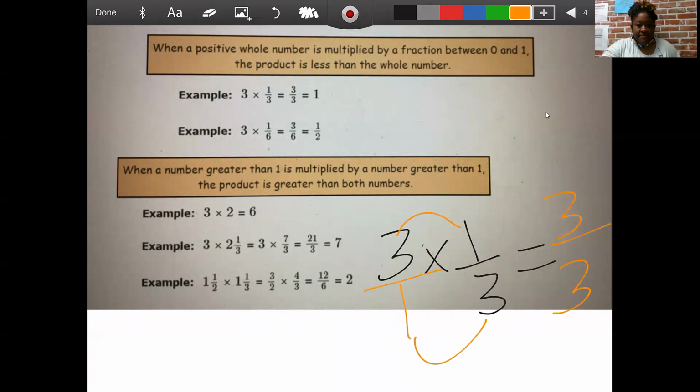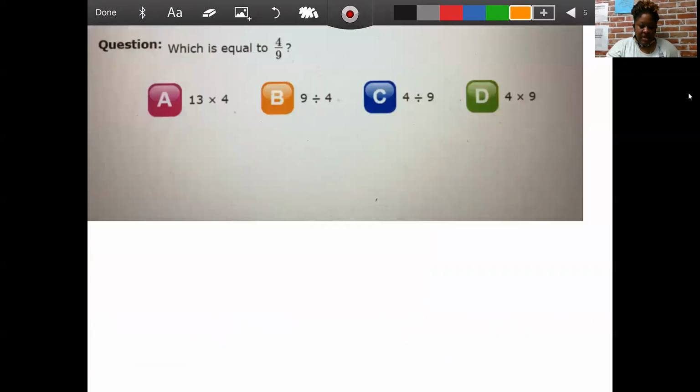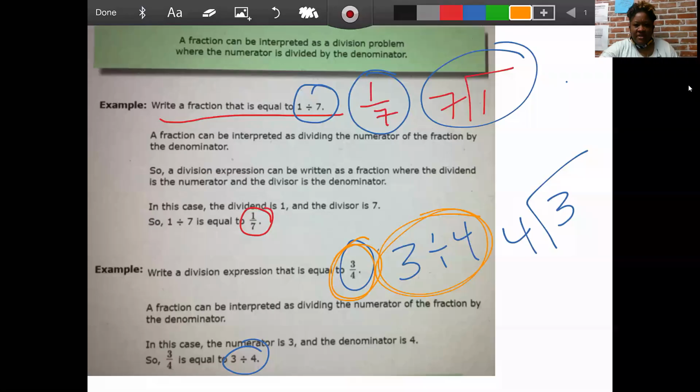Thank you. All right. Okay, next, this is your turn to get involved. Which is equal to 4/9? Let's go ahead and solve. Put your answer in the chat. Like some of you guys are flipping it and making it way more difficult. Like you actually have to work hard to flip them around. You know what I mean? That's the part I don't understand.